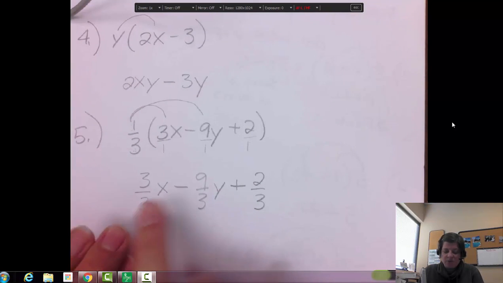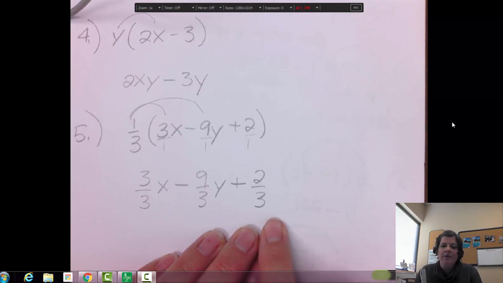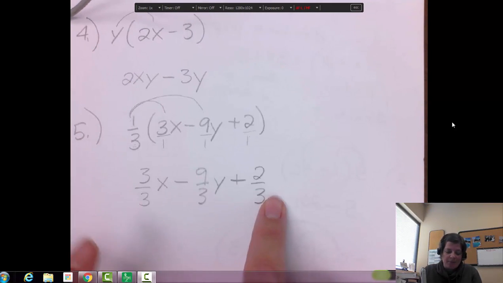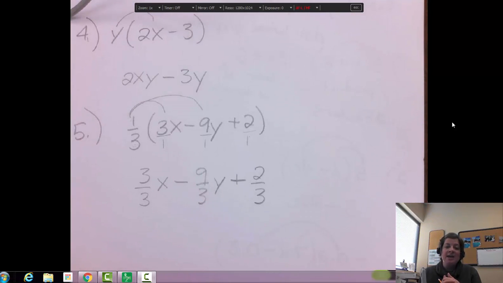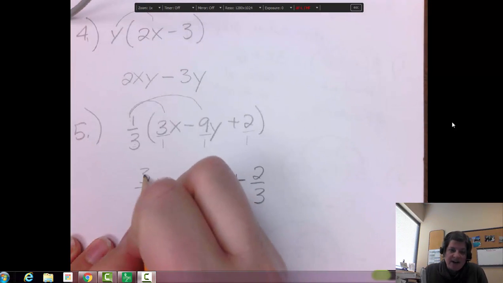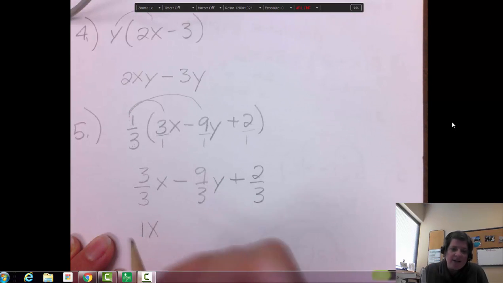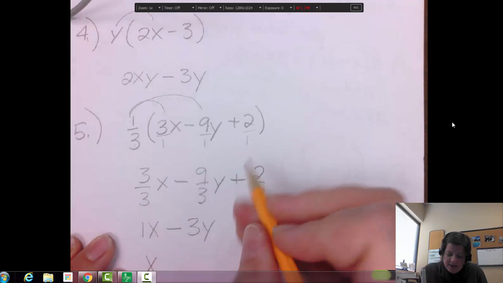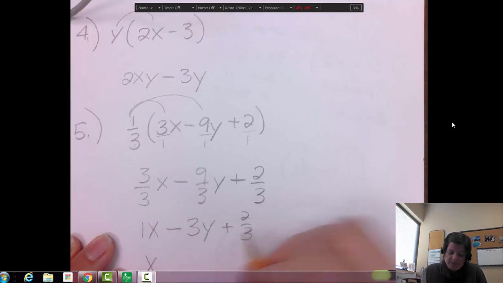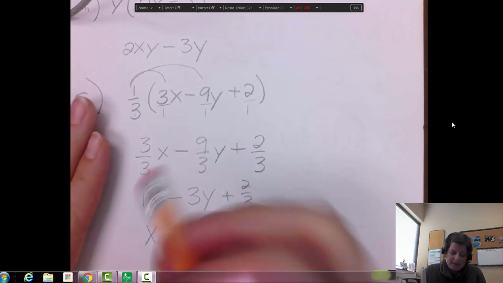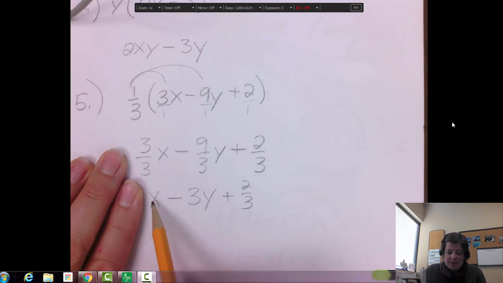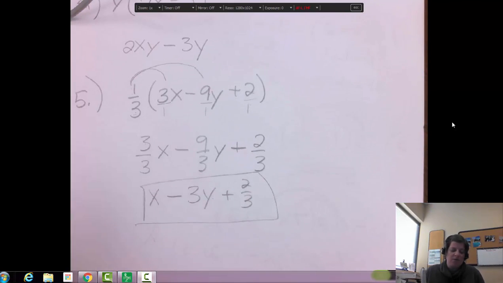Okay, this one has an x, this one has a y, this one has just a number. So I cannot combine any of these terms. Can't combine an x and a y, and I can't combine a number with something else. So all we can do is simplify our fractions here. 3 divided by 3 is 1x, or I could write that as just x. 9 divided by 3 is 3y, and 2/3. I can write that 1x is just x, so it's going to be x minus 3y plus 2/3 that you would write in as your solution.